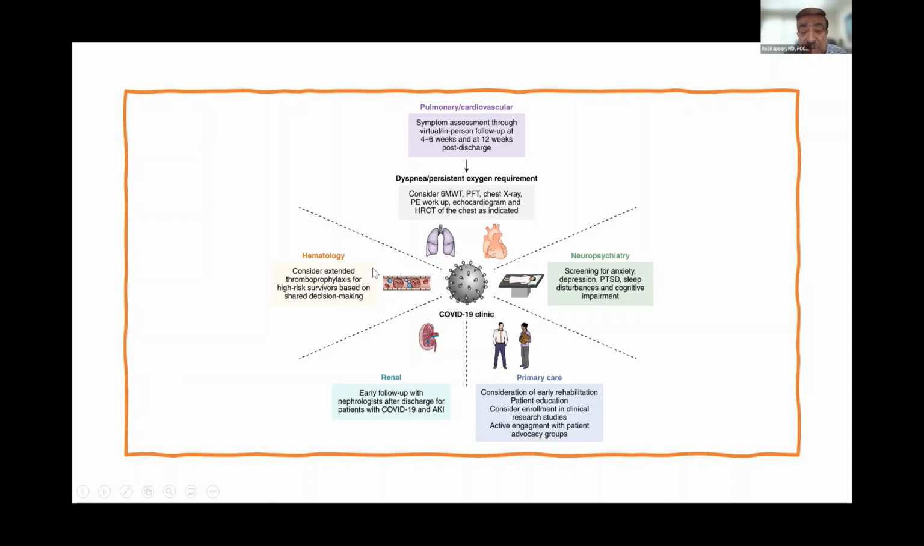So thromboprophylaxis is extremely important and may be overlooked in some patients, and that can result in myocardial infarction. It can result in stroke post-COVID. So this is a very important aspect in long COVID, which must not be overlooked.